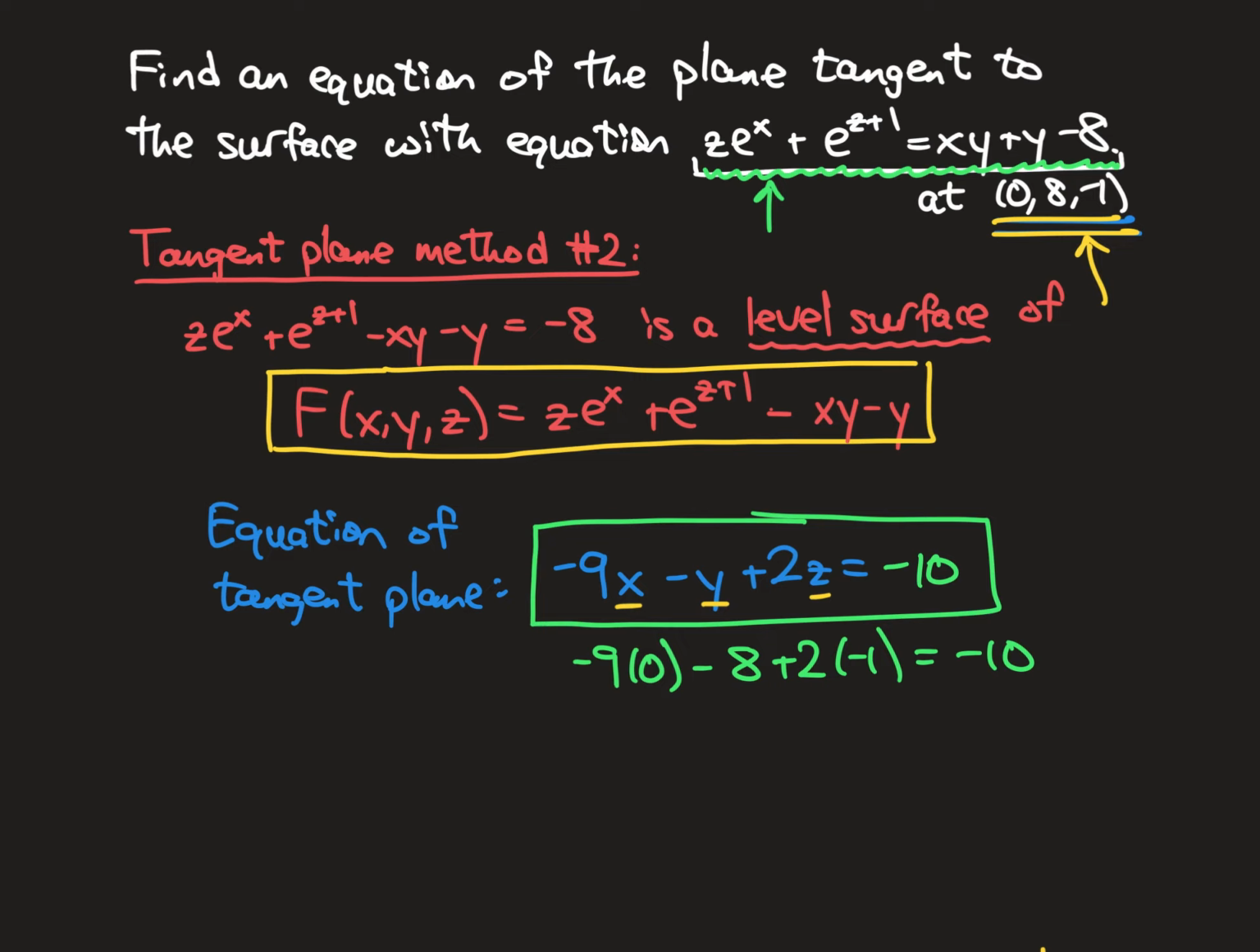The main idea here is that we express our surface as a level surface of some function of 3 variables, and then we use the result that the gradient vector is perpendicular to level curves and level surfaces, which means essentially that the gradient vector of our function capital F here can serve as the normal vector for the tangent plane. And if you have a vector that is normal to a plane, then you can find the equation for that plane very, very easily. Anyways, that is the end of this problem.